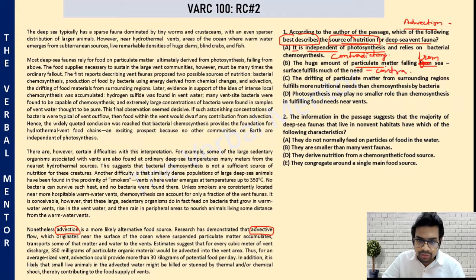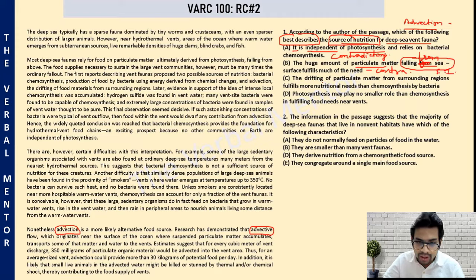It is not the particulate matter falling from the sea. That is insufficient. Therefore, advection, the drifting of this particulate matter towards the vent, a strong convection current, advection current rather, strong advection movement is responsible. A simple falling of particulate matter is insufficient as a food supply. So it does not fulfill much of the need, contradictory to what the passage says again. Factually incorrect.